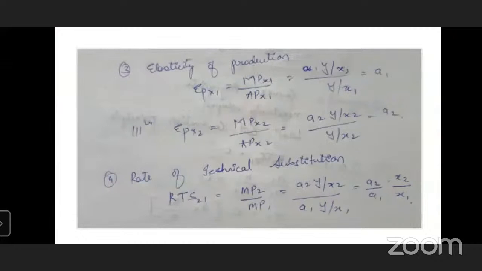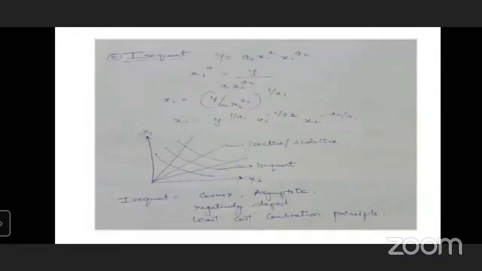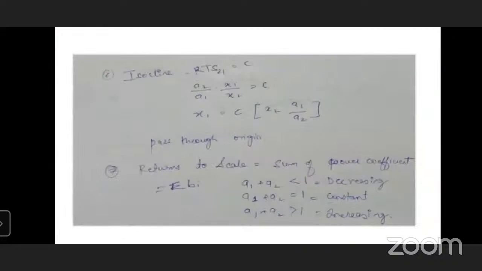So that's why, what I said is elasticity of production. See, I have derived that elasticity of production is nothing but A1. Similarly, elasticity of substitution is 1. That also I have derived as C. Elasticity of substitution, the whole derivation, and then it will come to 1.